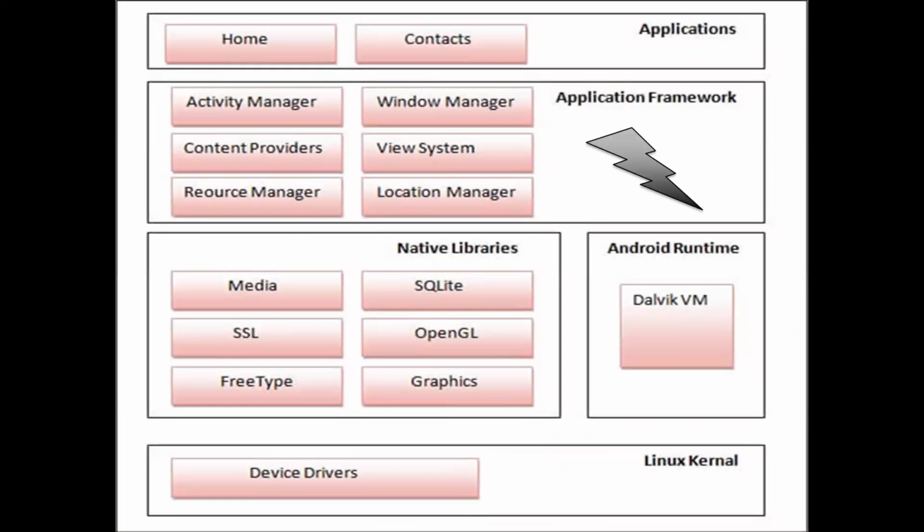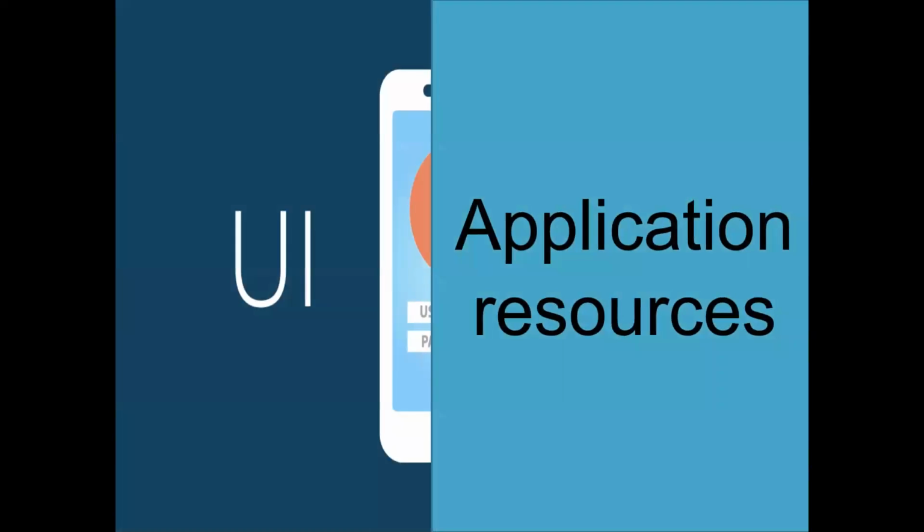Here comes the next layer, the application framework. The application framework provides the classes used to create an Android application. It manages the user interface and the application resources. It includes a number of services like telephony service, location service, notification manager, NFC service, and view system that can be used while developing an application as per the user requirements.